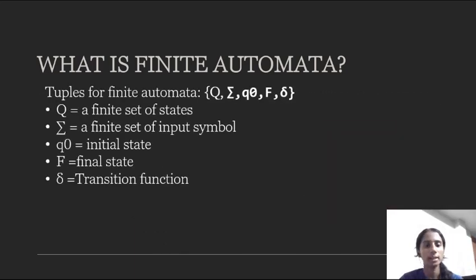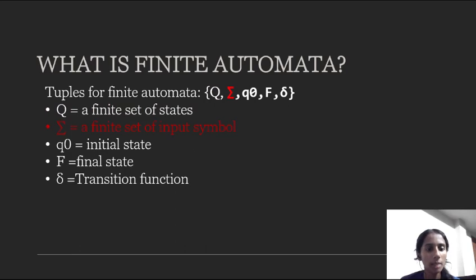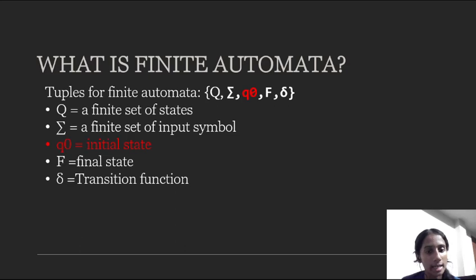Now we're going to look at the tuple of a finite automaton, which consists of 5 symbols. The first one is Q. Q indicates the set of states. Sigma indicates the set of input symbols. I'll explain each of these in detail when I take an example. Q naught indicates the initial state of the finite automaton.